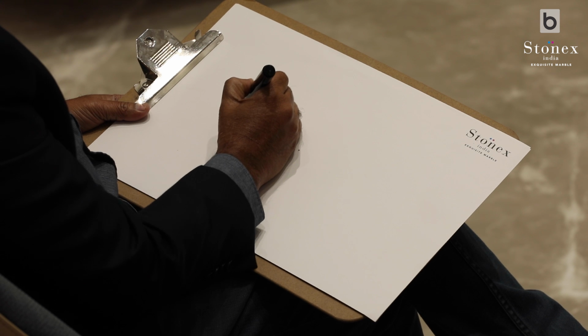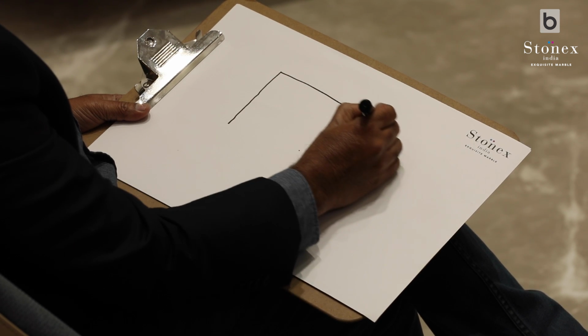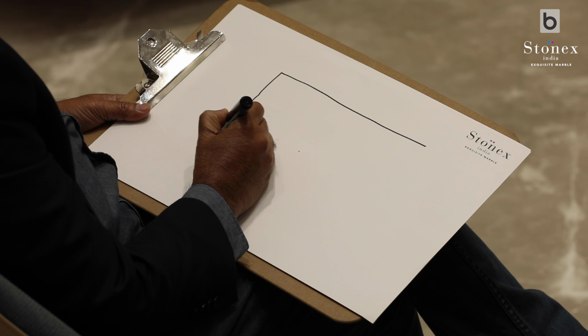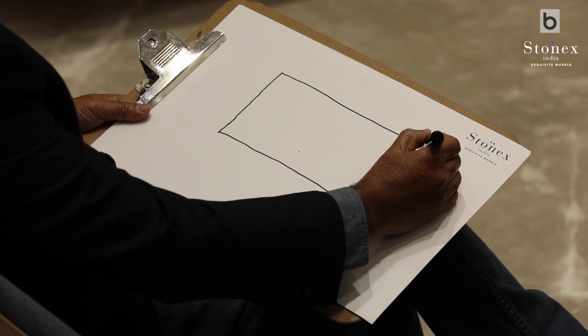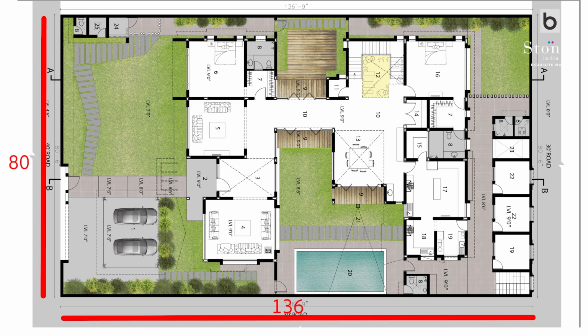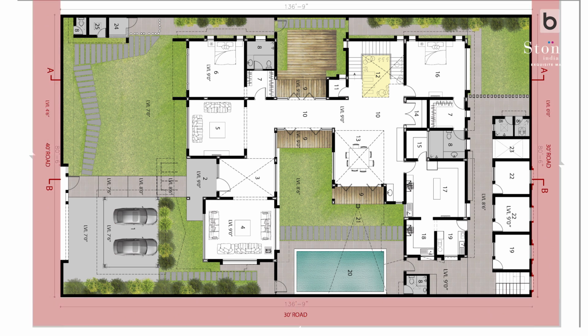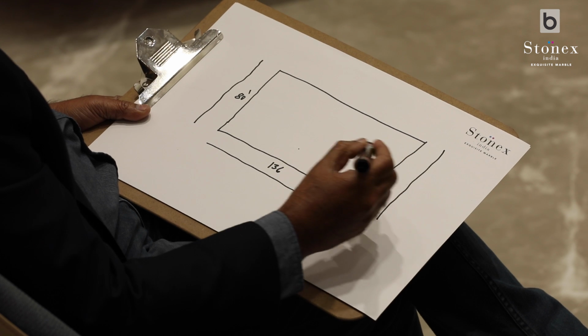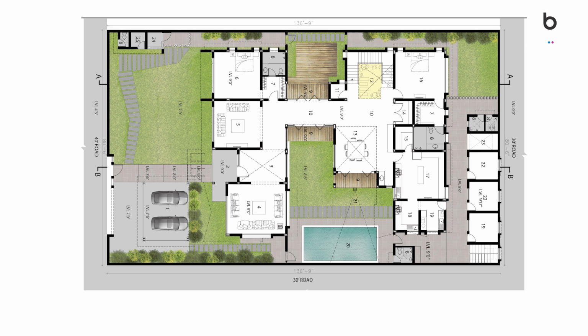The site is located in an urban dense fabric, and it's rectangular in shape. It's about 80 by 136 feet. This is 80 and this is 136. I had access on all 3 directions, that's the east, north and the west, and the main entrance is in the east.